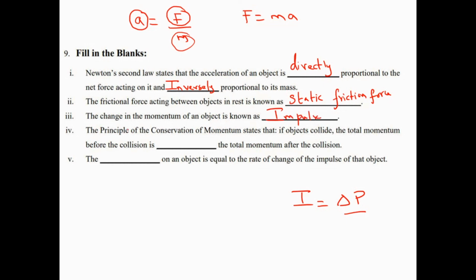And the fourth question, the principle of conservation of momentum states that if objects collide, the total momentum before the collision is equal to the total momentum after the collision, because initial momentum is equal to final momentum. The fifth question, the dash on an object is equal to the rate of change of impulse. So we already studied this formula, am I right? That means the answer is the force. The net force on an object is equal to the rate of change of impulse of that object.